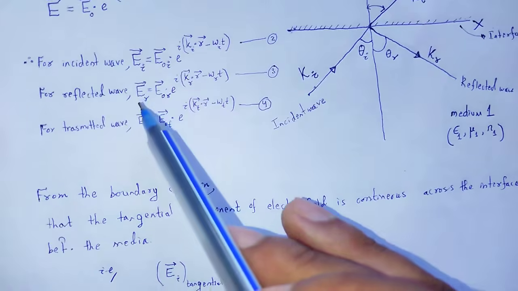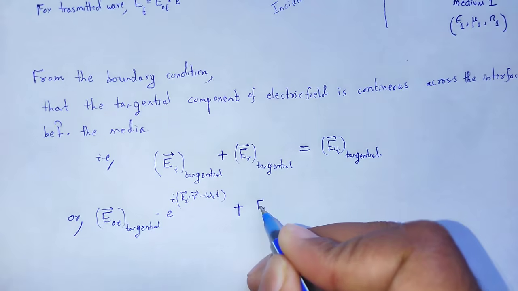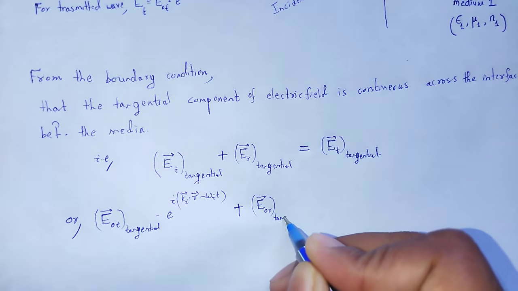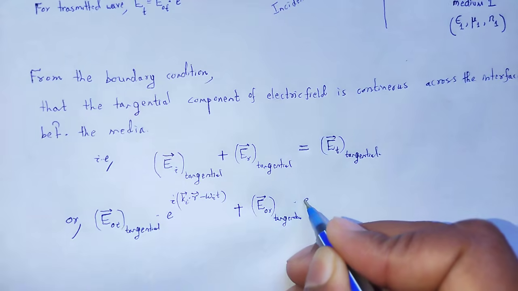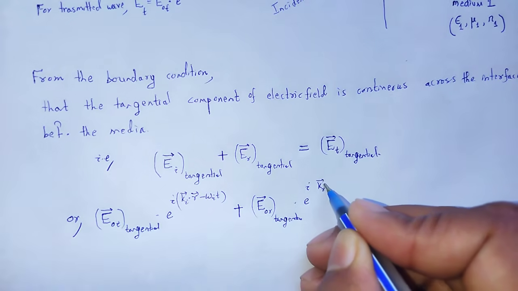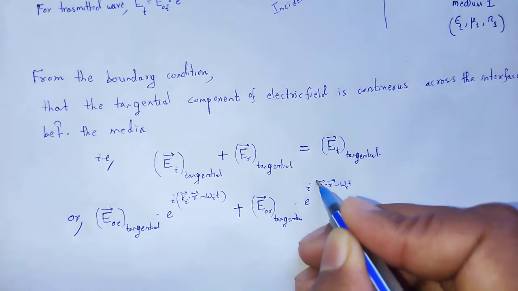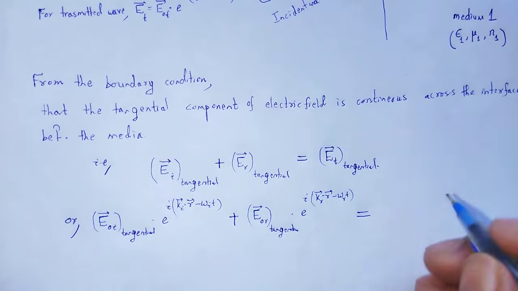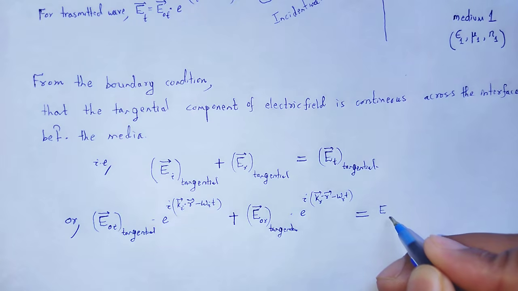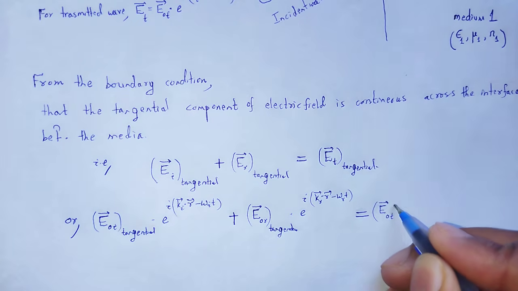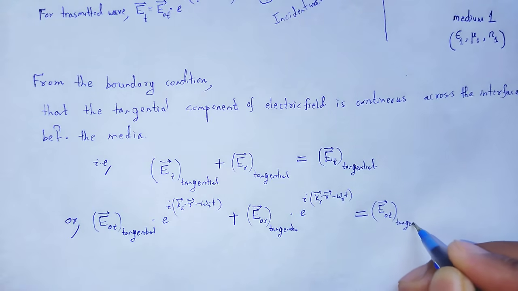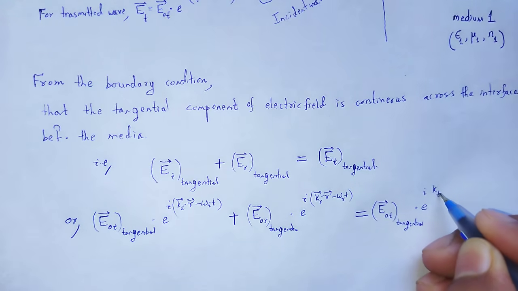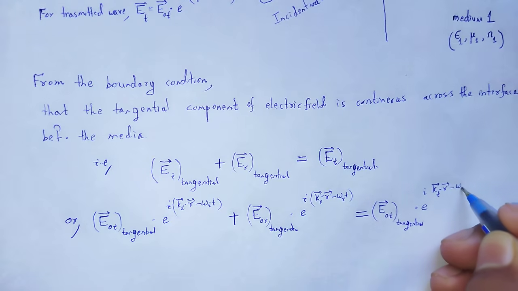Next, the tangential component for E r vector, E0r tangential into e to the power i (k r dot r minus omega r t) is equal to, next for E t vector, that is E0t tangential e to the power i (k t dot r minus omega t t).